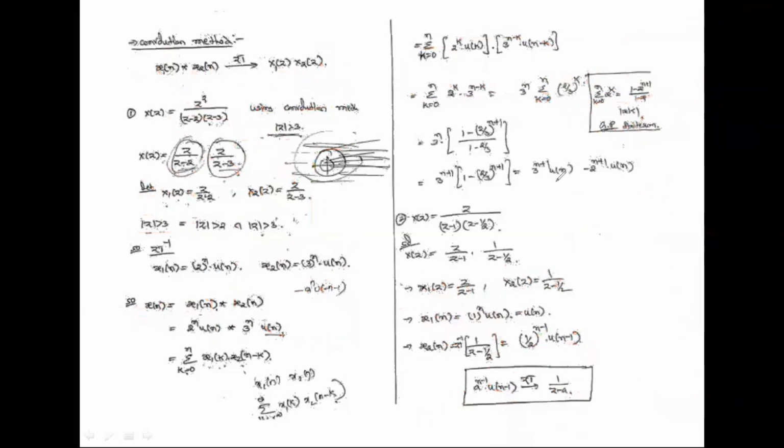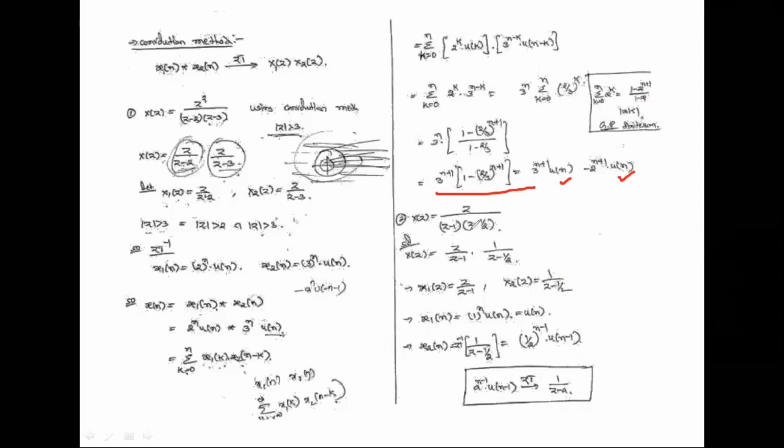Got it, my dear students? This is the same thing we got: 3 power n plus 1 into 1 minus (2/3) power n plus 1. Because it is a right-sided sequence, you can multiply with mu of n. Both the functions, and you see here the 3 power n plus 1 and the 3 power n plus 1 in the denominator get cancelled, leaving 2 power n plus 1 into mu of n.